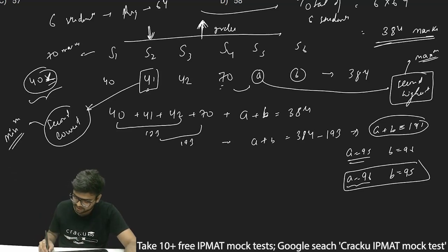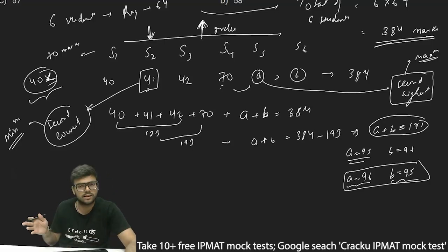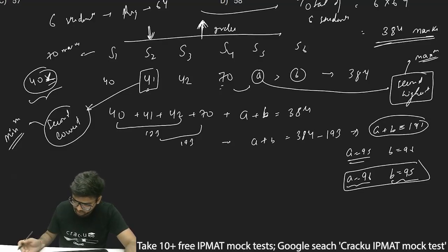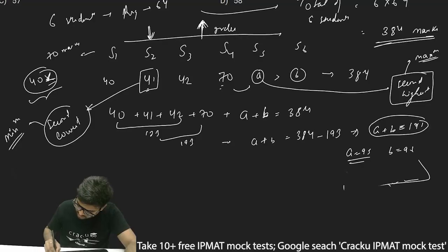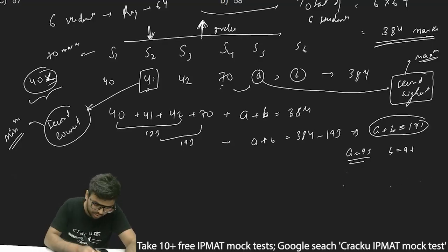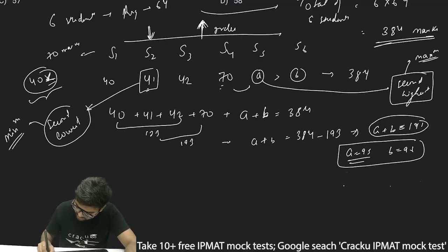If I take A as 96 and B as 95, my order will break, because A will be greater than B, and that will not be in increasing order. So this is not possible, and thus the only possible case is A equal to 95 and B equal to 96, and thus A is the second highest maximum value.